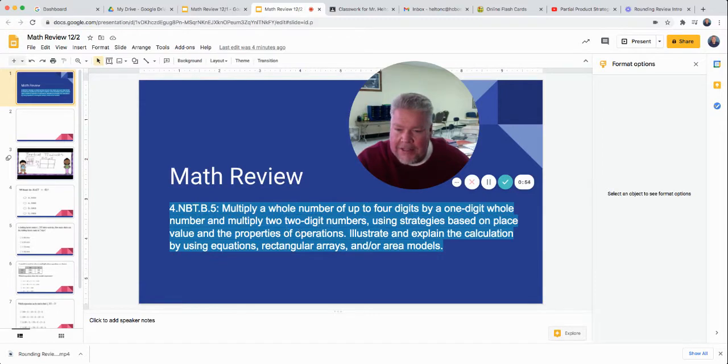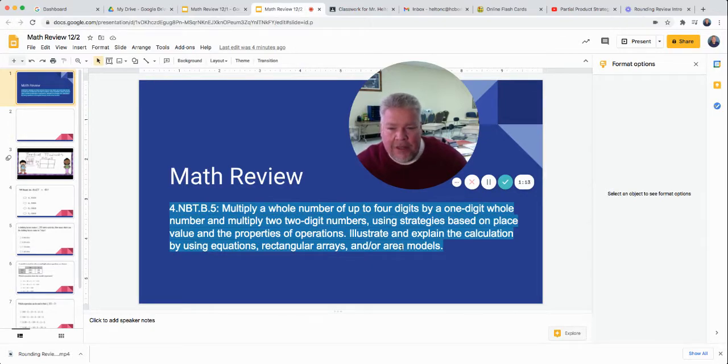Also, this last sentence is where it gets tricky. I'm pretty sure you can multiply. But illustrate and explain calculations by using equations, rectangular arrays, and or area models. And they might as well have partial products in there too, because they ask for that on the benchmark.